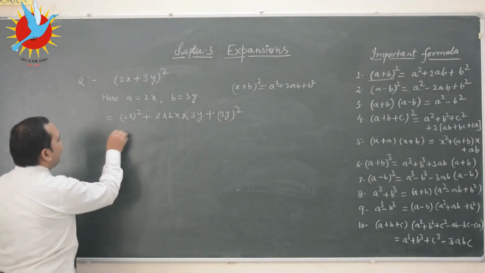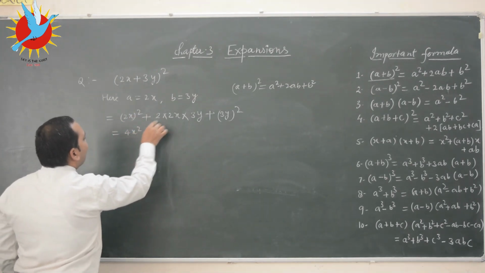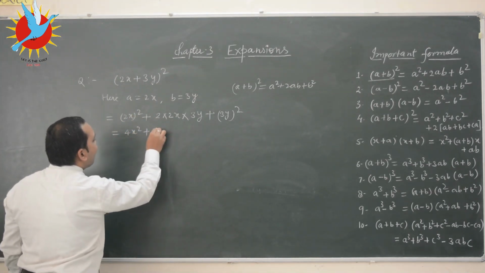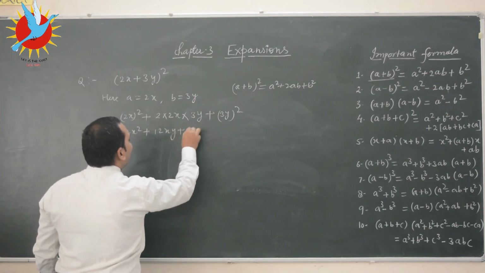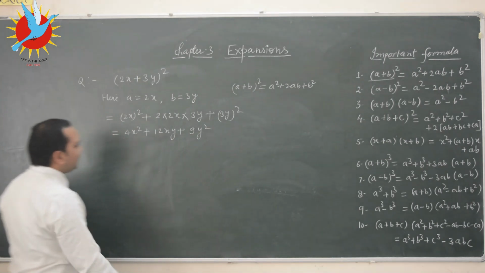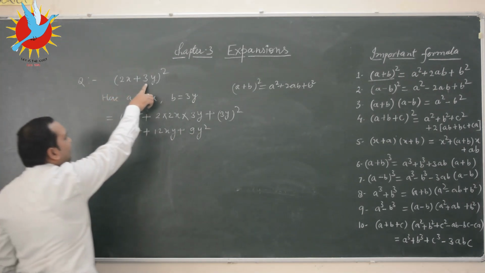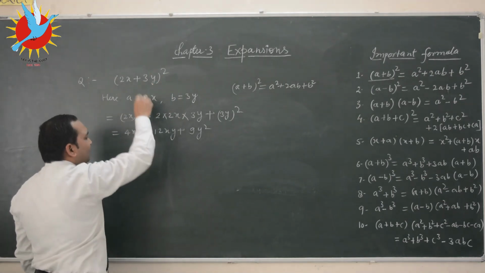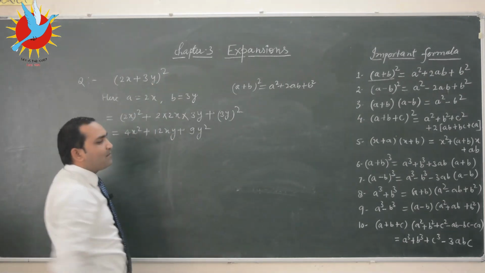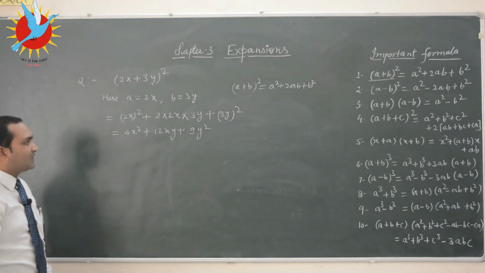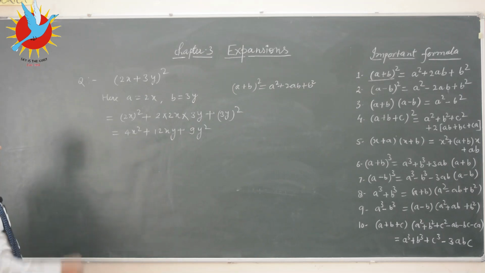So we can write 2 square is 4x square plus 2 2s are 4, 3s are 12xy and plus 9y square. So this is the product of 2x plus 3y whole square. This value is 4x square plus 12xy plus 9y square. Similarly we take A minus B whole square.